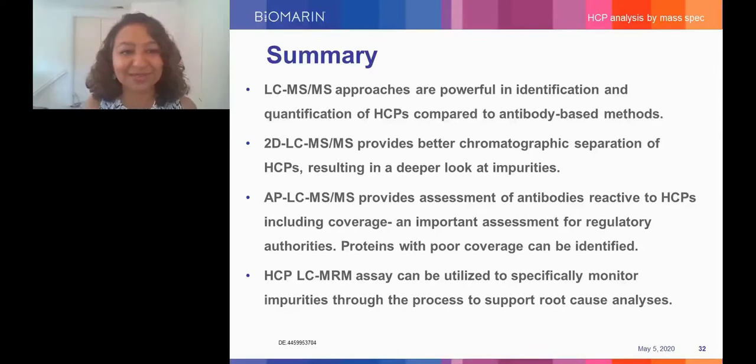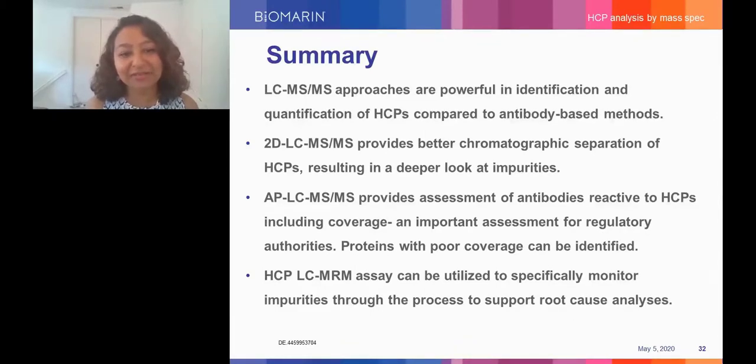the best of results. The 2D LC-MS approach provides much better separation because it spreads out in 2 dimensions the signal that one is going to see by mass spec, resulting in a deeper look at the impurities if this is desired. And the affinity purification mass spec provides a very nice, reliable assessment, along with the assessment of quantities as well as identities of HCPs.